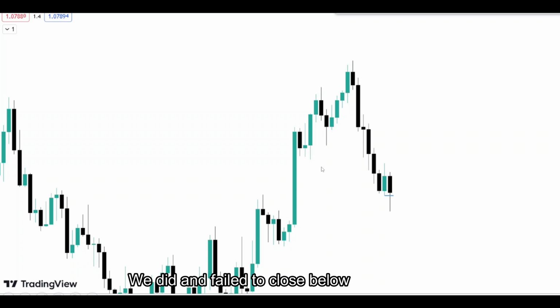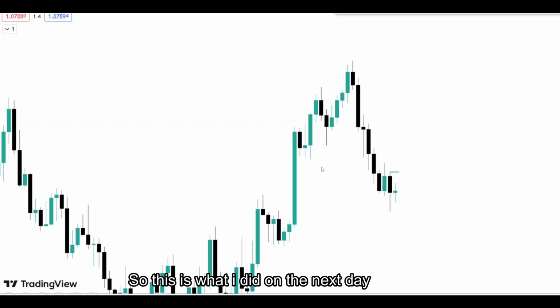We did and failed to close below the previous day's candle again. So we expect the same thing to happen again. We target the opposing liquidity. So we are bullish on the next day. We had an inside bar, which I didn't trade. So the buy side liquidity is still open. So you can still be bullish or take a day off if you're confused.